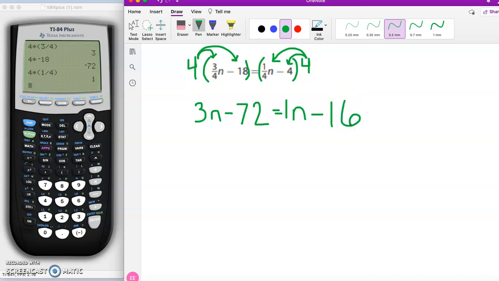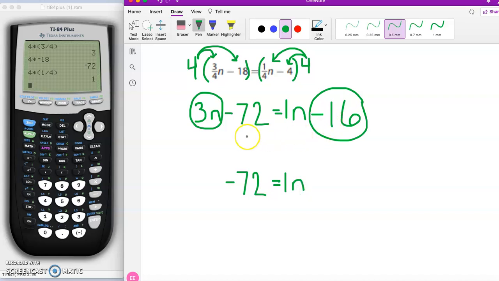All right, so now we have it set up like how we would usually approach these problems. Now we can circle one term with the letter on one side, and one without the letter on the other side. Now we just carry everything down. Negative 72 equals 1n. Our circled terms now switch sides. And when they switch sides, they switch signs. So my negative 16 now becomes positive 16. And my positive 3n now becomes negative 3n, or minus 3n.